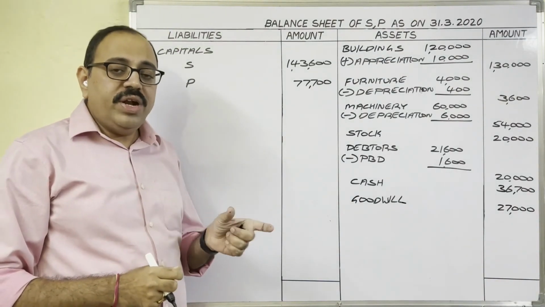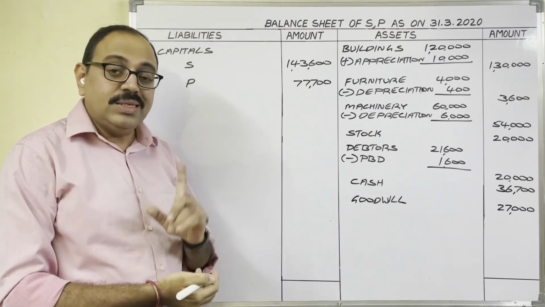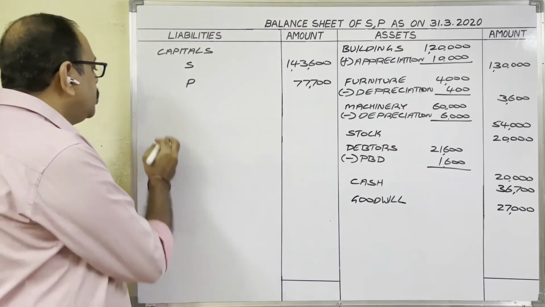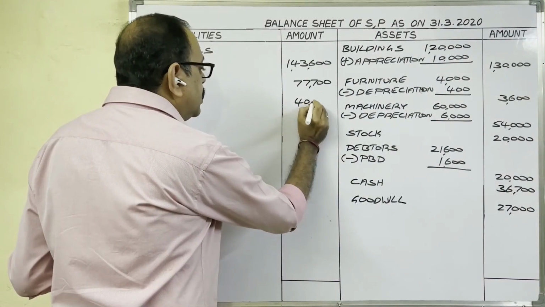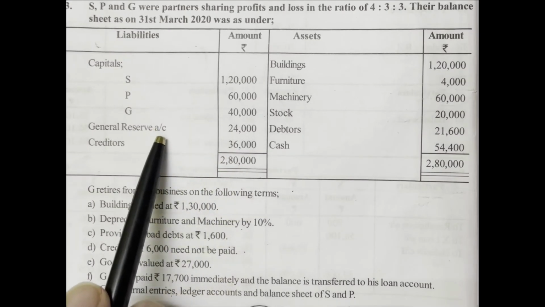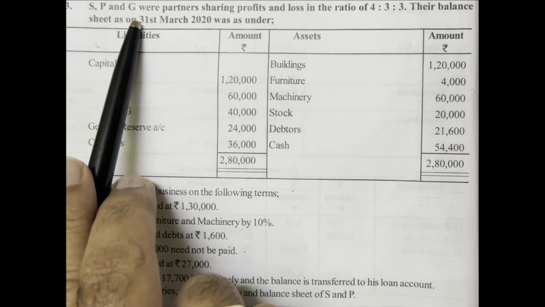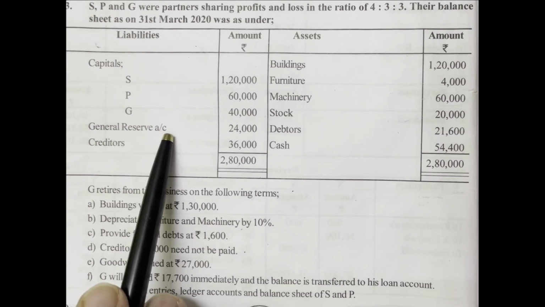To G loan account we transferred 40,000 rupees. We have to pay 40,000 rupees to G. This is a liability. That amount we should show here. G loan 40,000 rupees. General reserve 24,000 rupees. We transferred this amount to all partners' capital accounts now. Now there is no general reserve account. Therefore, in the balance sheet liability side, we should not show general reserve.